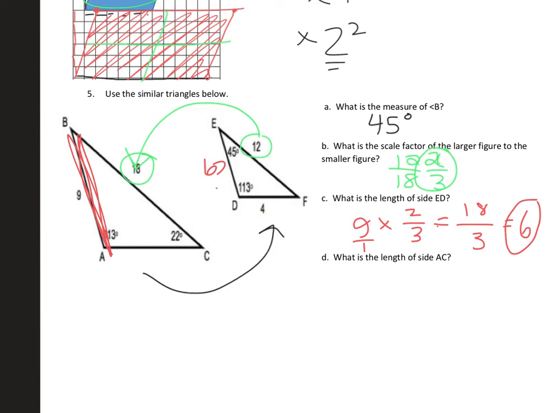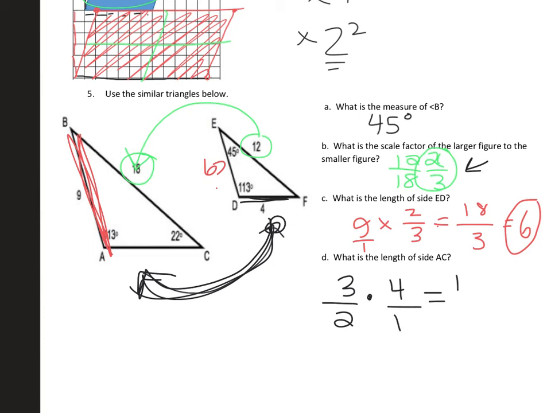What's the length of side AC? So I'm going AC is, now I need to go from here to here, it's getting bigger. So the scale factor is actually going to be the reciprocal of 2/3 if I go from small to large. So the scale factor is going to be 3 over 2 because that's the reciprocal of 2 over 3. So I do 3 over 2 times this corresponding side, which is 4. So 3 over 2 times 4 over 1 is 12 over 2, which is 6.